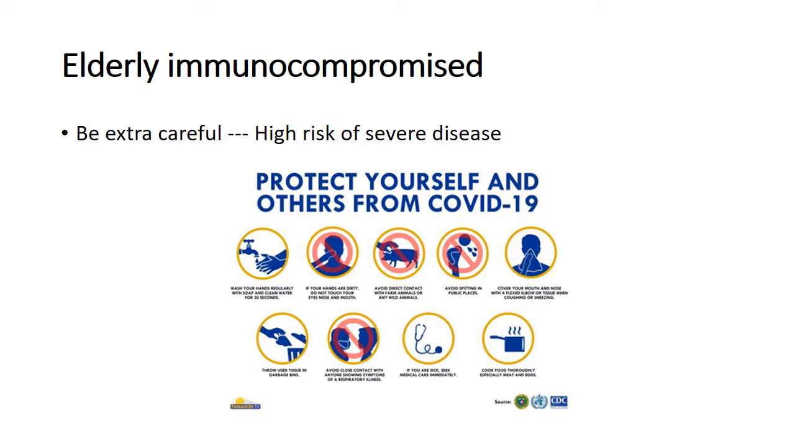Who are at high risk for severe infection? These really are elderly and immunocompromised people. So individuals with heart or lung disease, individuals who have diabetes or kidney disease, or any illness that dampens the immune system.